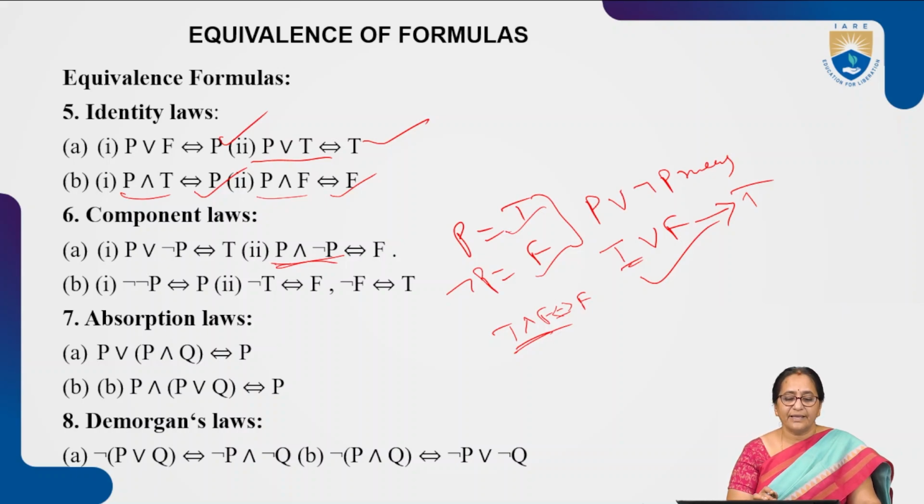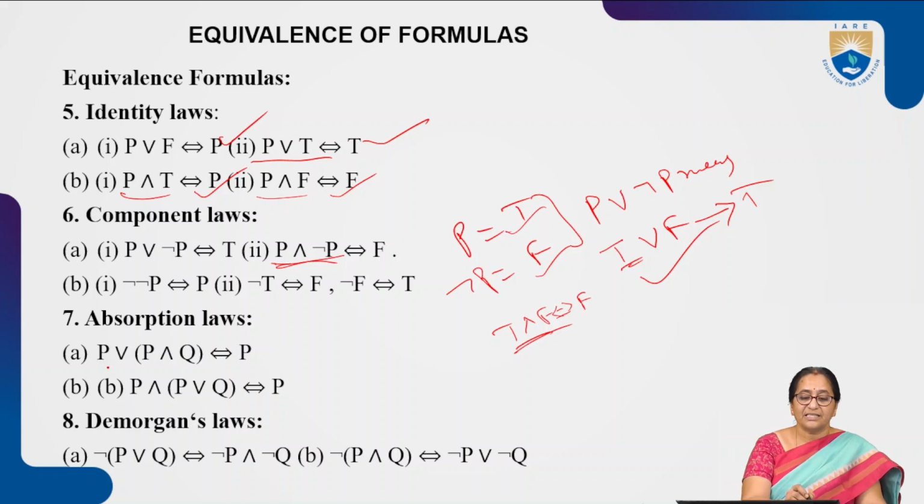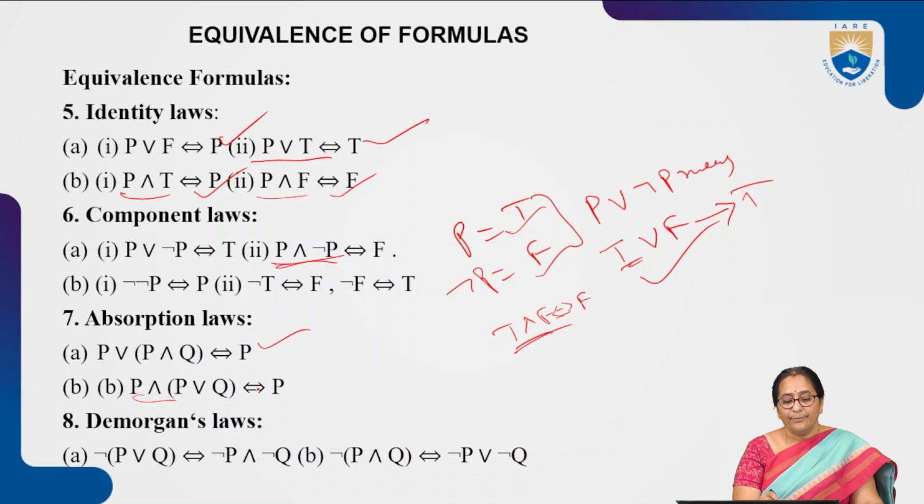The next one is the absorption laws. Absorption laws: P or (P and Q) is equivalent to P. The next one is P and (P or Q) is equivalent to P. This is called the absorption law.